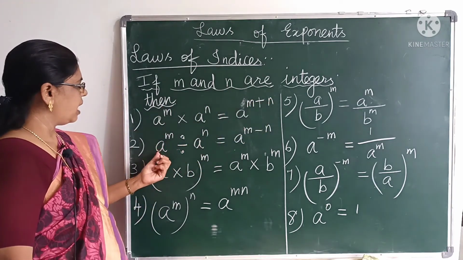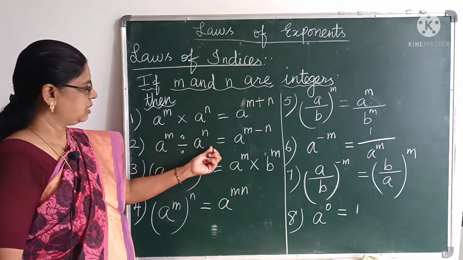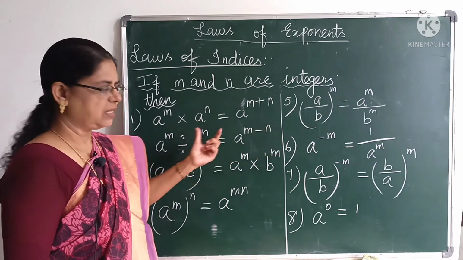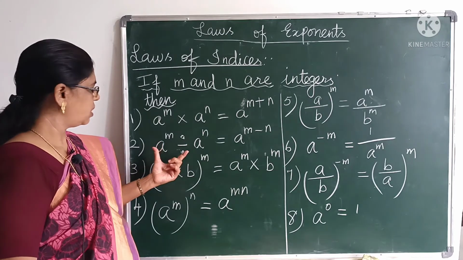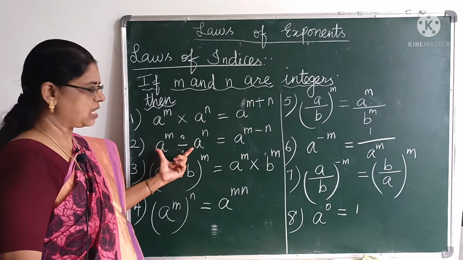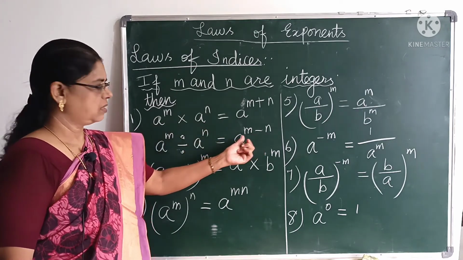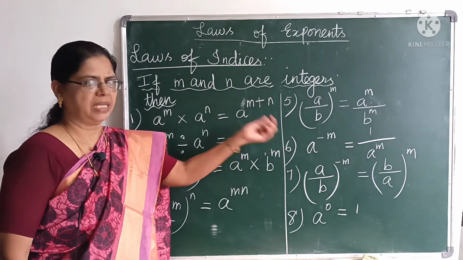Next, a power m divided by a power n is equal to a power m minus n. Here we divide two exponential forms with the same base. So in division, what do we do? Take the same base and subtract the powers. So the answer is a power m minus n.